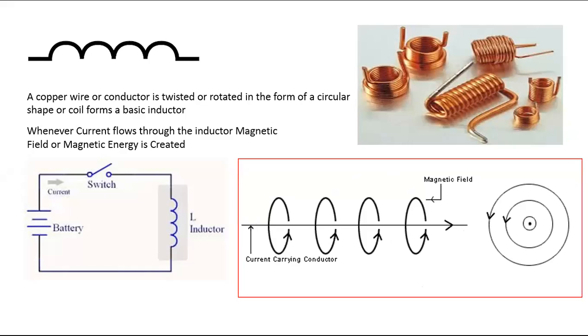But whenever current flows through a conductor, magnetic energy or a magnetic field is created, which is circular in shape. You can see this.